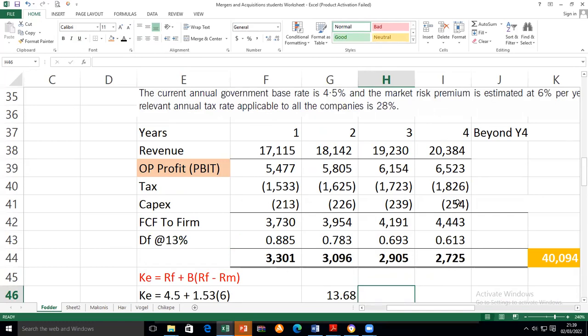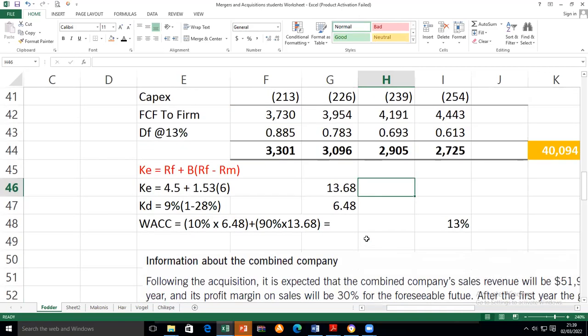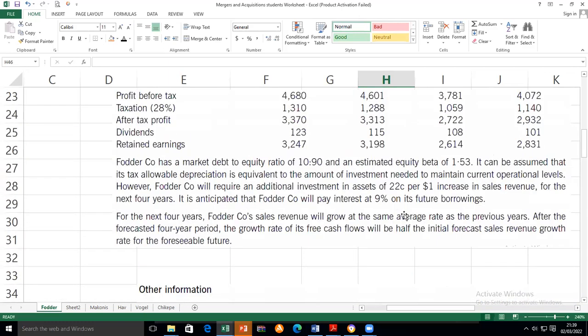Mr. Perry, just a question. On the beta that we use to calculate the cost of equity, it's the equity beta? Yes, it's the equity beta. Here, this one here. Okay.